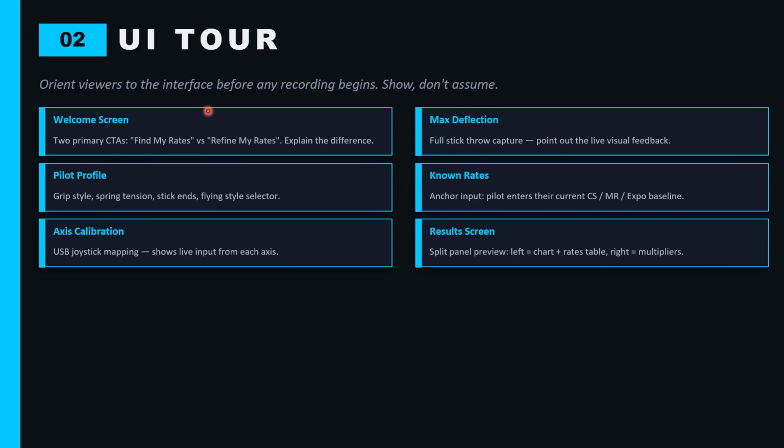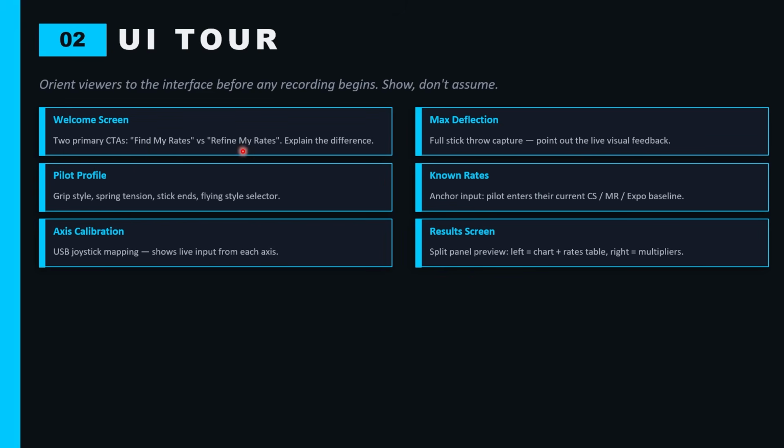So we'll talk about the UI, right? There's a welcome screen. It'll show 2 different buttons. The first is finding my rates, and this would be used for starting from the beginning, starting with stock Betaflight rates or stock actual rates.